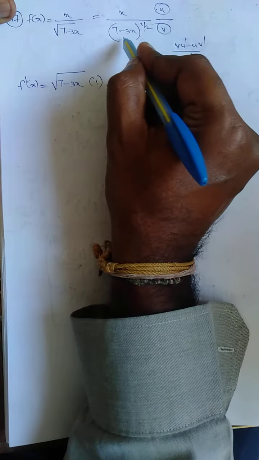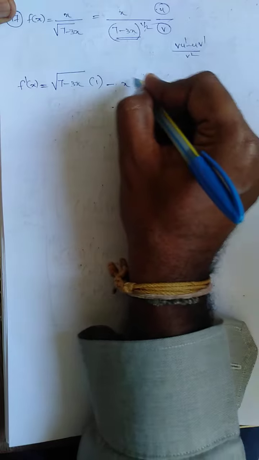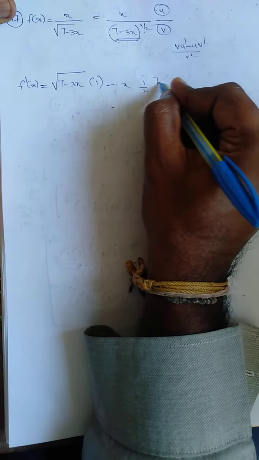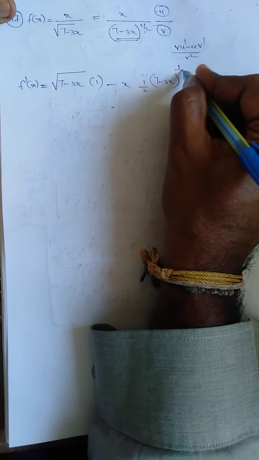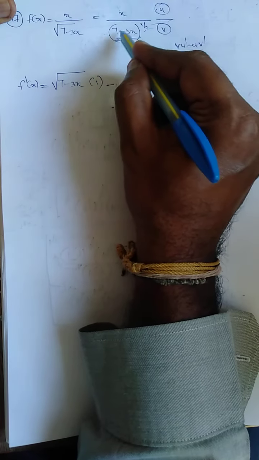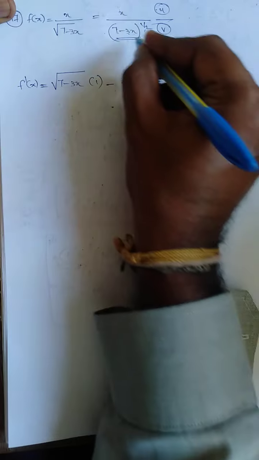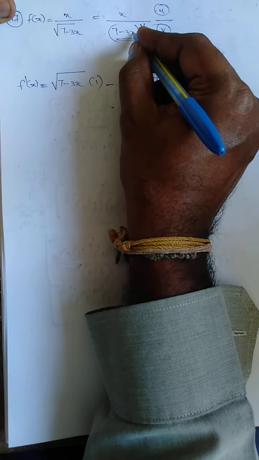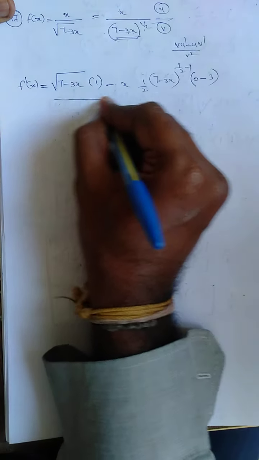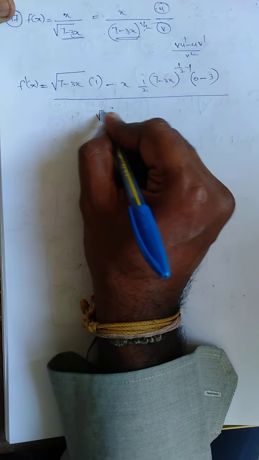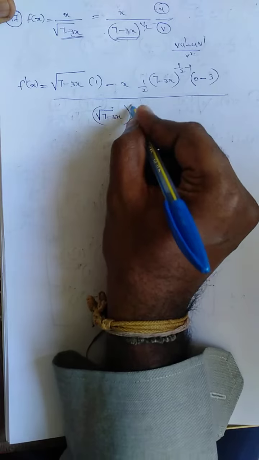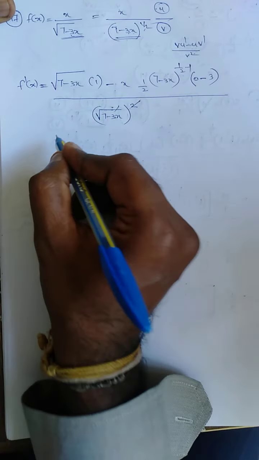Now v dash. For v dash you take it as it is. First bring down the power 1 by 2, (7 minus 3x) power 1 by 2 minus 1. Next differentiate 7, which is 0, minus 3x. x differentiated is 1, and 1 into 3 is 3. Whole divided by v square. We take this as v, square root of 7 minus 3x, the whole square. So square and square root get cancelled.